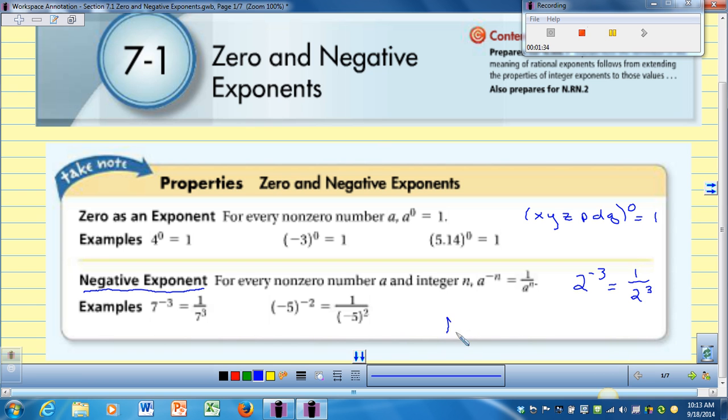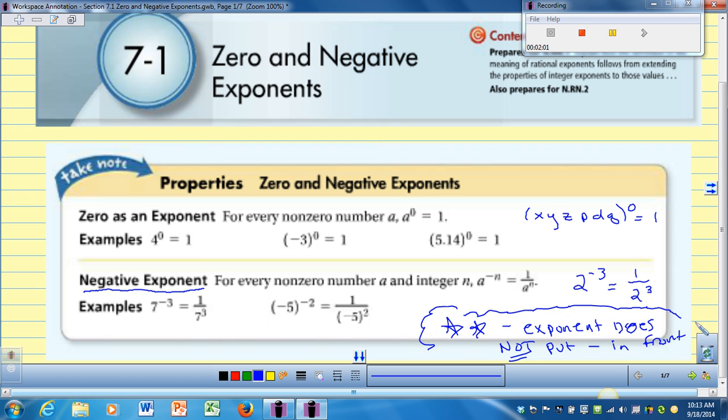So put a big star, negative exponents do not put a negative in the front. Negative exponent does not put a negative in front. It's not multiplying by a negative, it means something different. So now we're going to go look and see why it means this.